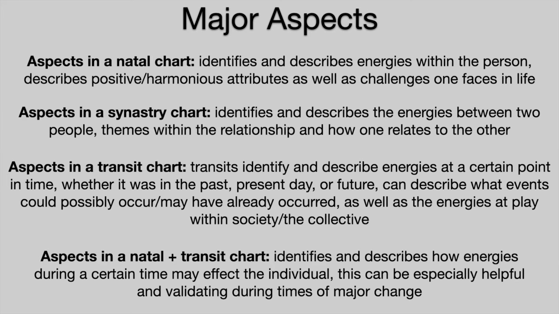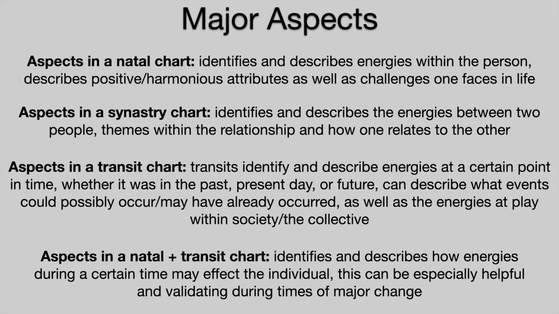Here are some definitions of how aspects are used in different types of charts. Aspects in a natal chart identify and describe energies within the person. This describes positive, harmonious attributes as well as challenges one faces in life. Aspects in a synastry chart, which is where you compare two people's charts, identify and describe the energies between two people. This can show themes within the relationship and how one relates to the other.